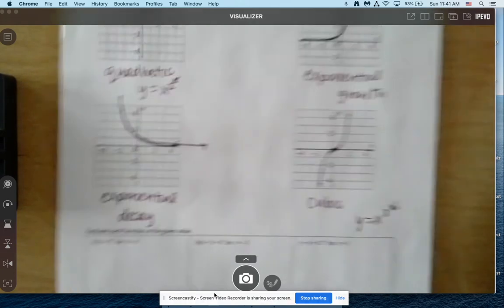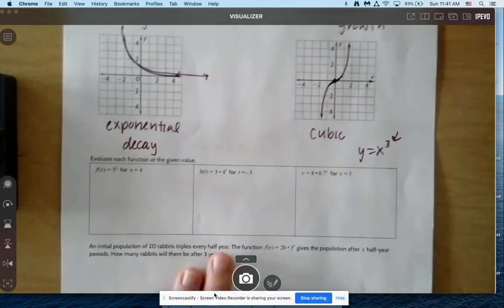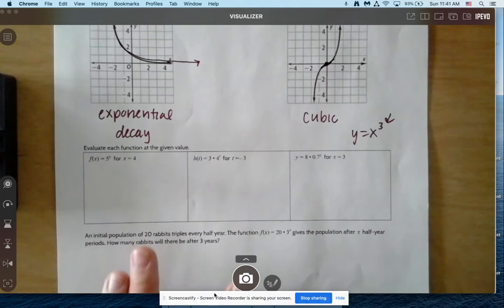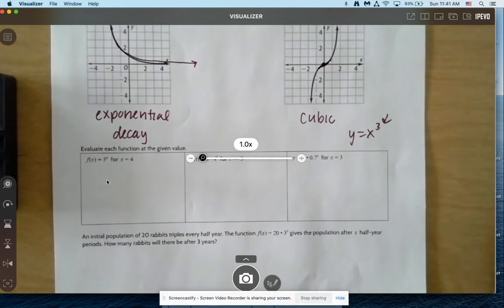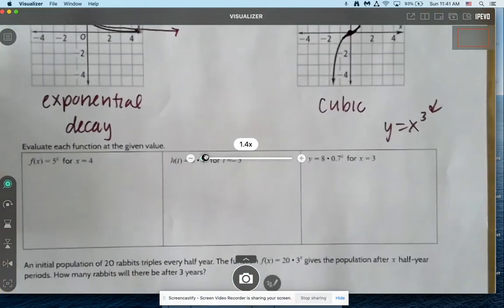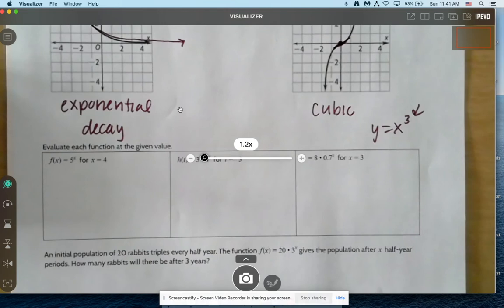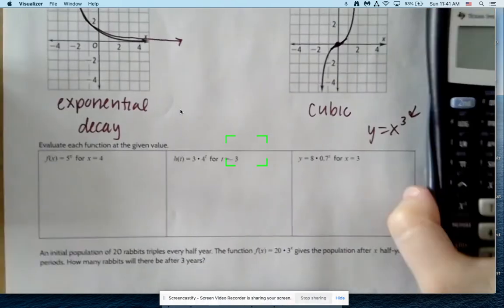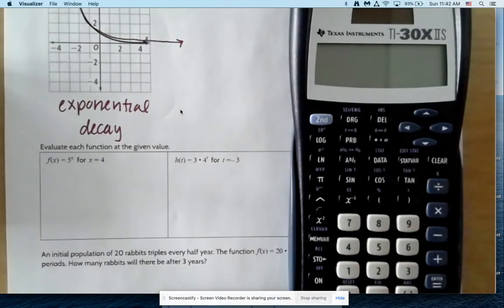So let's see here. I could probably zoom in a little bit, I suppose. It says evaluate the function at the given value. So this is just calculator work. We love calculator work. I zoomed in too much. Oh, that should be okay.